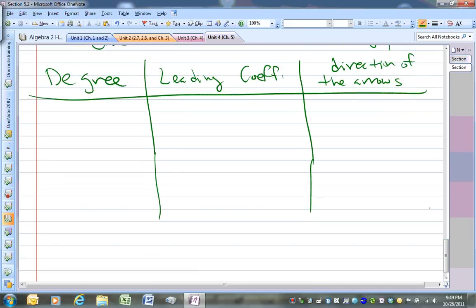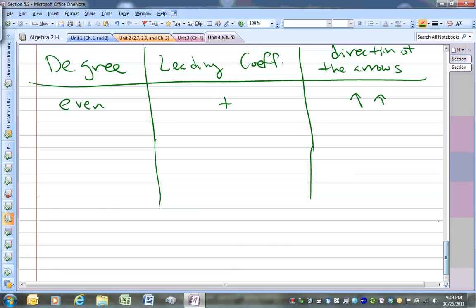So for example, let's say I had an even degree and a positive leading coefficient. Both arrows are going to point up. For example, what if I have y equals x squared? Most of you should know that's a parabola that looks like this, right? Notice that both arrows point up. I like to think of it as, if you have an even degree, the arrows will be going the same direction. In positive, it's happy, so it's pointing up.